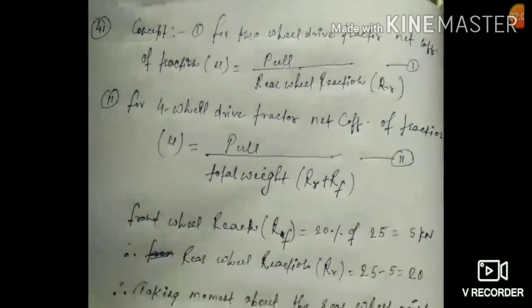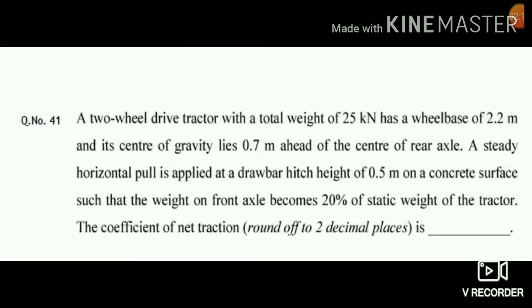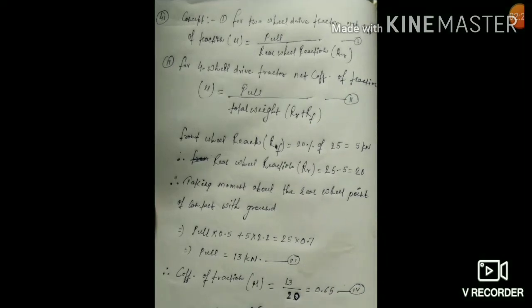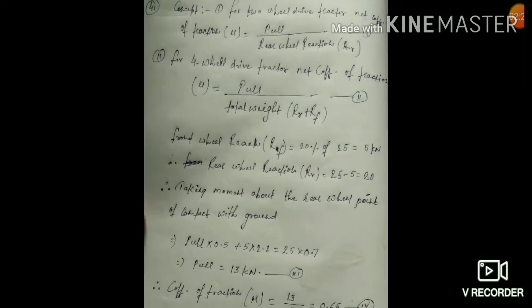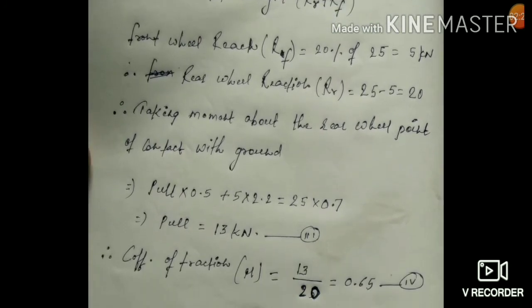And friends, see here, it is given in the question that the front wheel axle weight is 20% of static weight. So you should first take the front wheel reaction, that is 20% of 25 is equal to 5 kilonewton. So when the front wheel weight is 5 kilonewton, then automatically you know that total weight of tractor is 25 kilonewton, and the 5 kilonewton is on the front wheel, then the remaining weight is on the rear wheel, means 25 minus 5 is equal to 20 kilonewton on the rear wheel, and it is also calculated here.